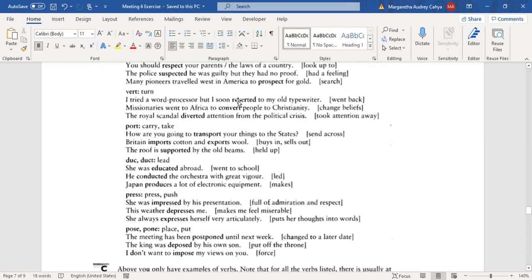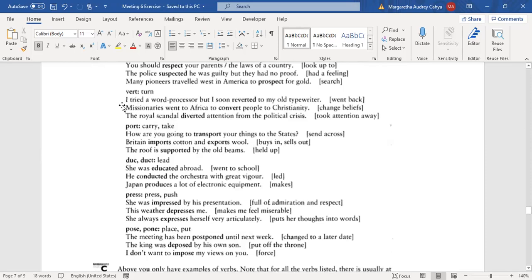Karena dia kan berpindah menjadi, it's like in the example, say, I tried a word processor, but I soon reverted to my old typewriter. Jadinya saya mencoba word processor, itu like computer, you know, but I soon reverted to my old typewriter. Jadi, tapi saya akhirnya kembali ke mesin ketik saya, old typewriter. Cepat sekali menyerahnya ya. How come?